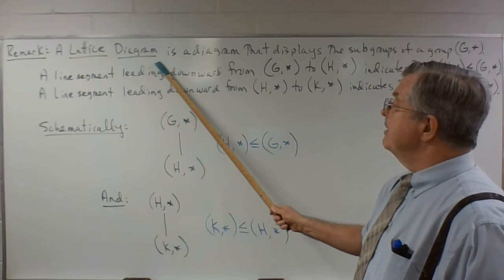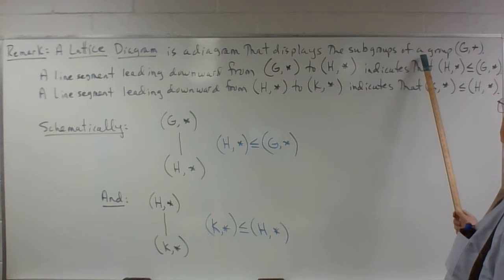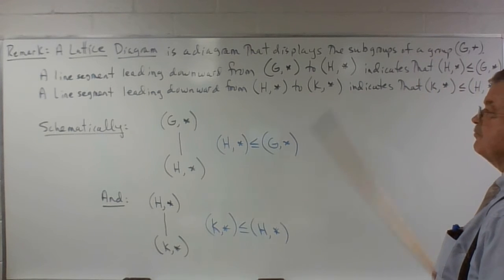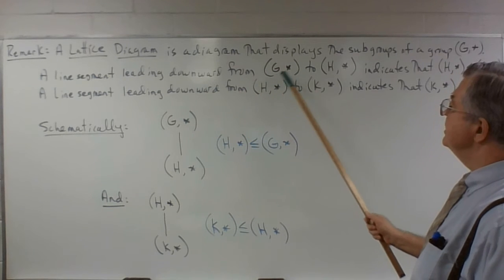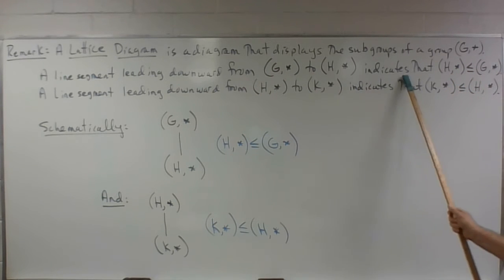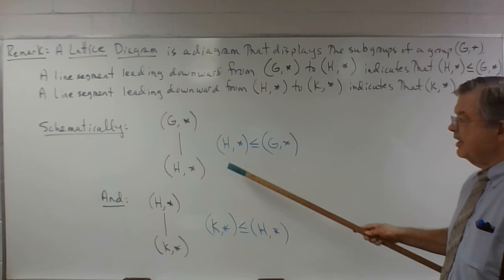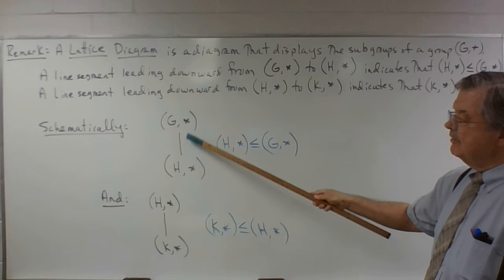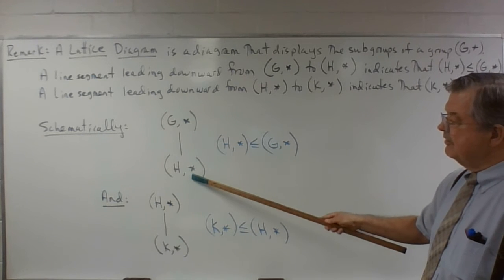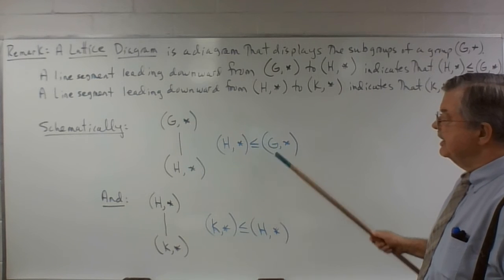A lattice diagram is a diagram that displays the subgroups of a group G. A line segment leading downward from G to H indicates that H is a subgroup of G. And here we have that. We have a line leading downward from group G to group H. That tells us that H is a subgroup of G.